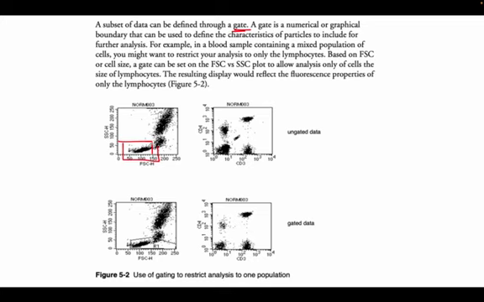So this can be useful for analyzing subsets of your sample. So yeah, a gate can be used to restrict the analysis to a specific population within the sample, right? Which is the definition of a gate.